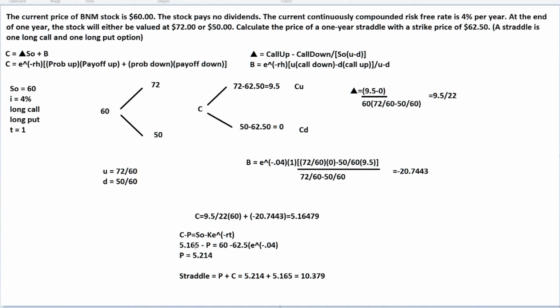So that's a nice little shortcut method of finishing this problem, instead of redoing all of this back up here for a put price. This just makes it really easy, super simple. And then just combine the two, and we get that the straddle price is 10.379, and that's it.